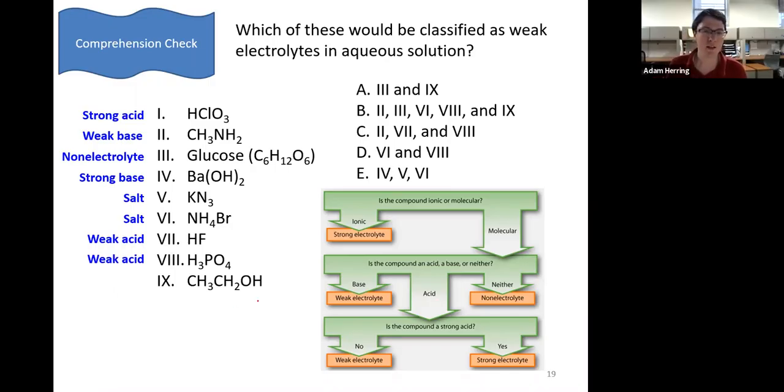Finally, this last compound you should be able to recognize as molecular because it only has nonmetals involved. However, this is not a base. The only bases that have hydroxide in them are the metal hydroxides. Most of those are strong bases. Magnesium and beryllium hydroxide are the weak bases you need to be familiar with. This, however, is an alcohol, which is an example of a non-electrolyte.